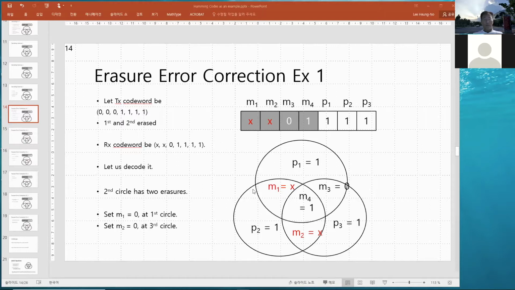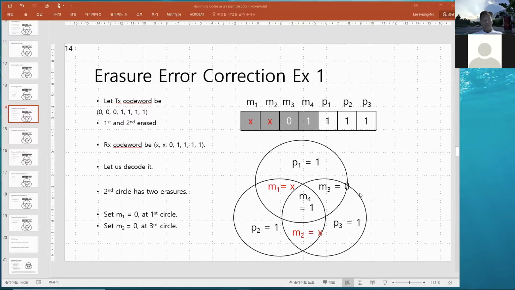So write the received word into the circles, and let's apply the rule. The second circle has 2 erasures, so it's not a good idea to use this first circle first. Let's take a look at this one, where you have a single erasure. With a single erasure, you can completely determine what that M1 erased bit should be to have the first circle satisfied. So that is nothing but 0. This has to be 0.